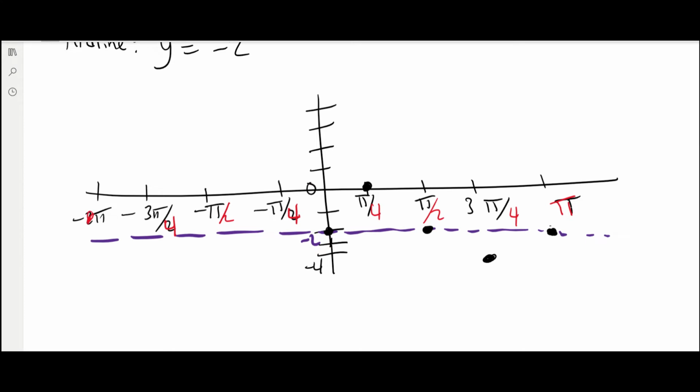So if you were to divide your graph into pi over 10s, well, we know that this is pi over 2. And pi over 2 is the same thing as 5 pi over 10, right? So this right here is the same thing as 5 pi over 10. Okay, so basically, that's 5 pi over 10, and then this is 10 pi over 10.